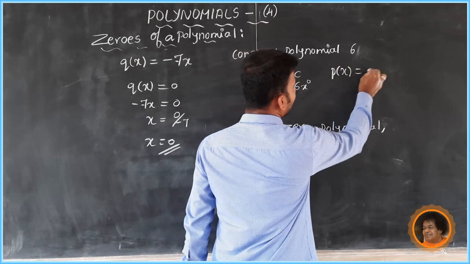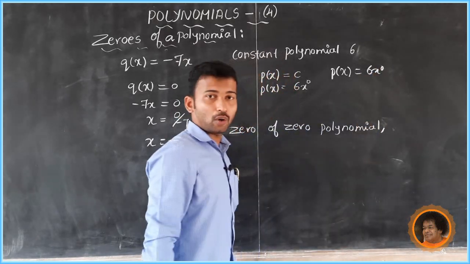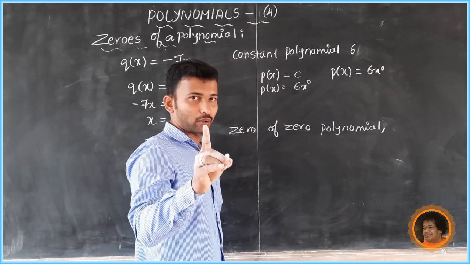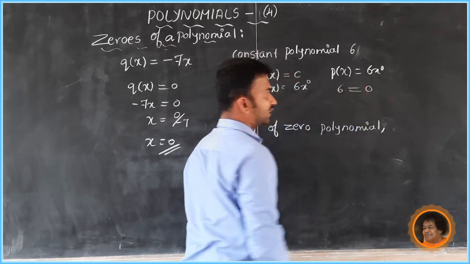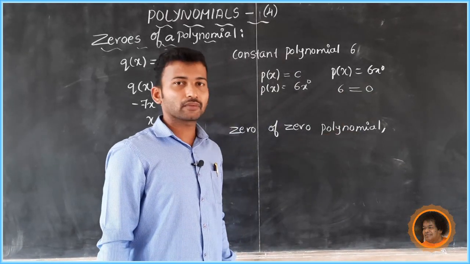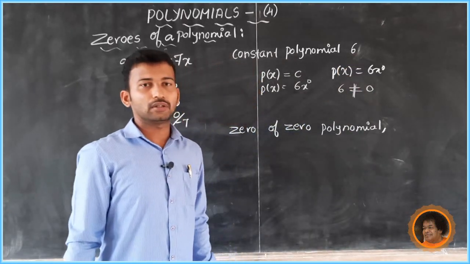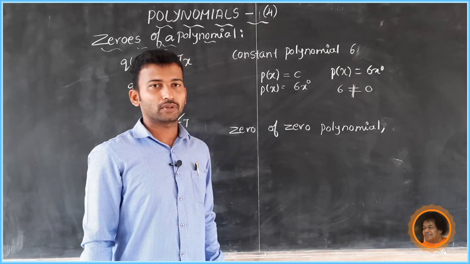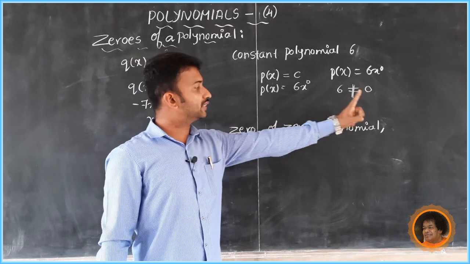p of x is equal to 6. The zero of the polynomial is that value at which the polynomial becomes 0. So we need to show polynomial p of x is equal to 0. Is it possible to show 6 is equal to 0? It is impossible. 6 is not equal to 0. It means that a constant polynomial has no zero. That is the statement. And one more, we have to find the zero of the zero polynomial.